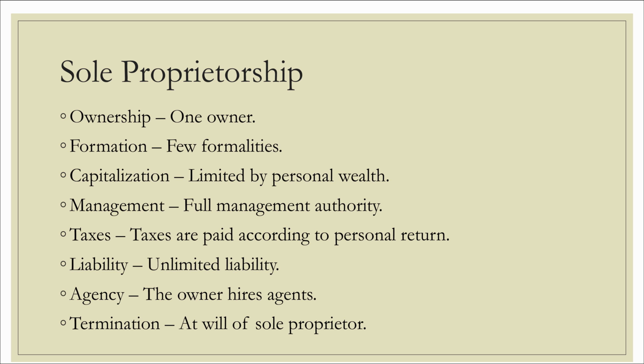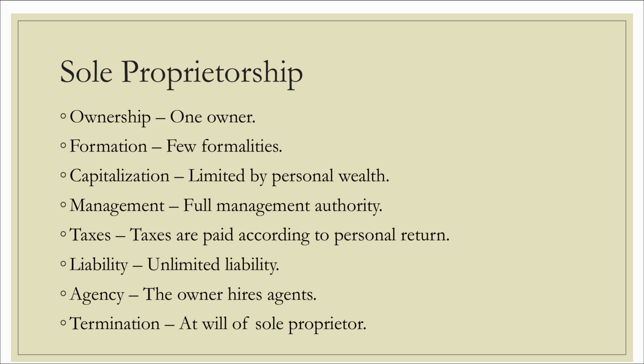In terms of agency, the owner will hire agents, as many as he or she desires. The sole proprietorship dies when the owner dies, or it can be terminated when he or she is ready to end it. So, for example, Jack opens up a cakery. He is the only owner, and he must be aware of and obtain the necessary items to form the proprietorship.